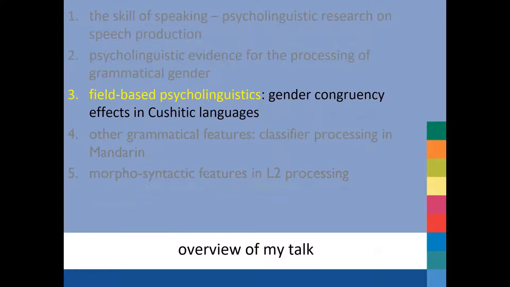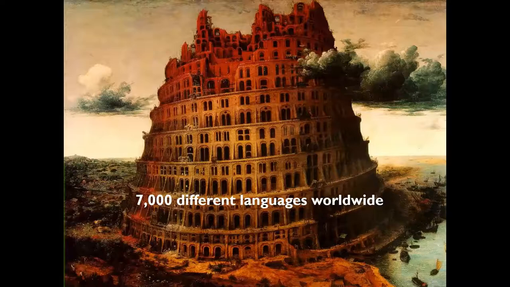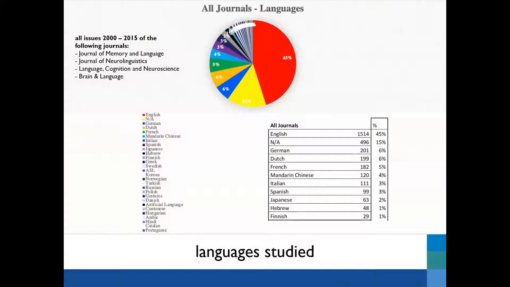That's good, okay. So let's switch gears now to what I call field-based psycholinguistics. And of course, it's also about gender congruency, to confuse you not too much. First of all, we all know that there are about 7,000 different languages in the world. Now, if you think about research that's being carried out in experimental linguistics, so in neurolinguistics, in psycholinguistics, and you look at how many languages are actually investigated, it's almost embarrassing.